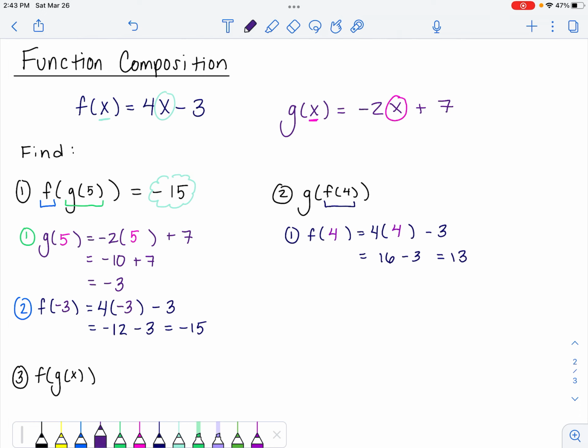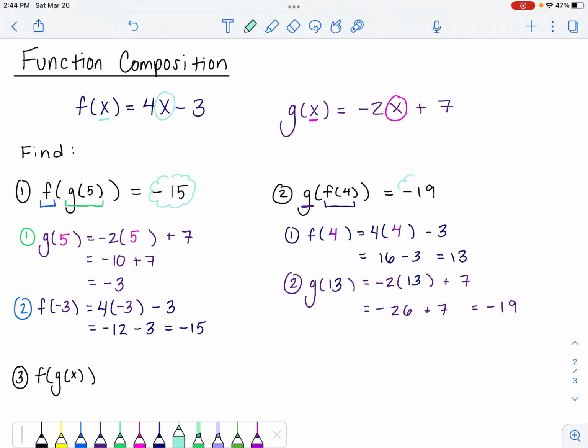And then I'm going to take that and plug it into my outside function next. So g of, now I'm going to be plugging in 13. And g tells me, if I look at my g equation, to do negative 2 times my x-coordinate plus 7. So now my x-coordinate is 13. So negative 2 times 13 is negative 26. And then I'm going to add 7, and that's going to give me negative 19. So my final answer to this question is negative 19.